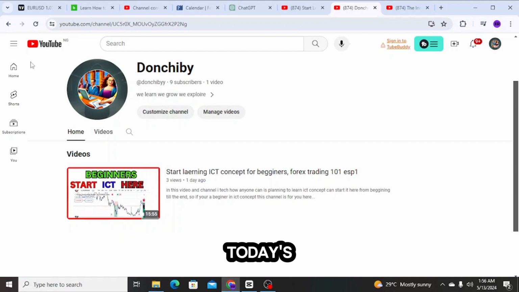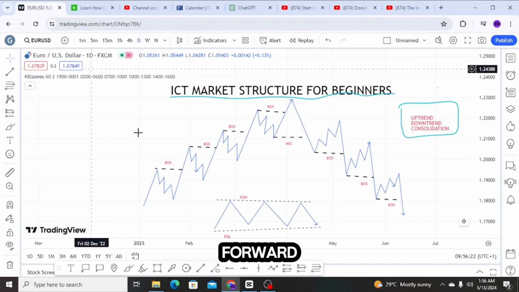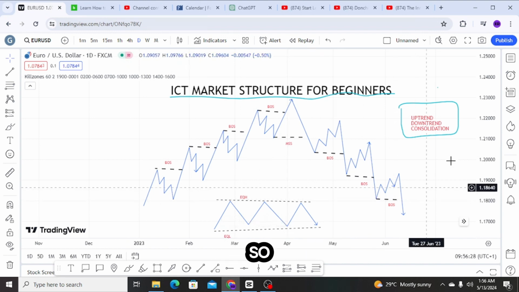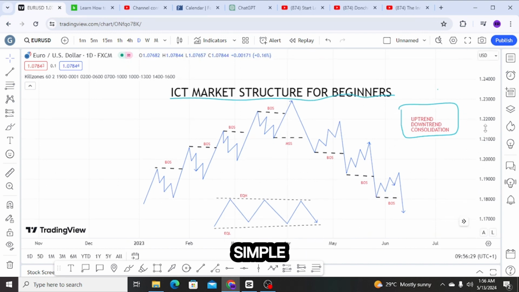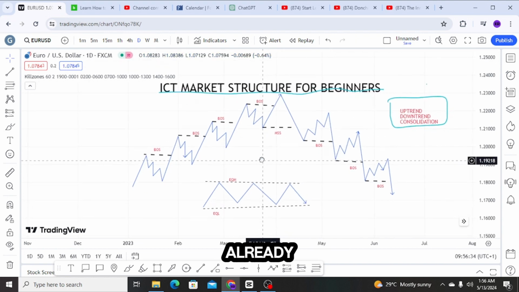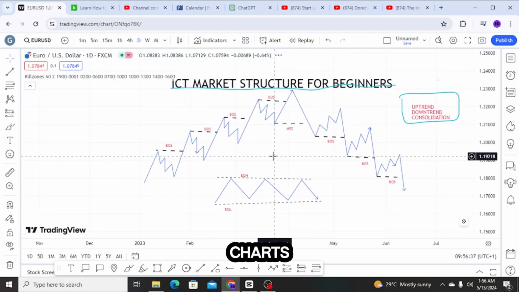So in today's video we are going to talk about the ICT market structure for beginners. Today's video is going to be as simple as anything. I've already drawn on my chart, and I'm going to use it to explain this particular market structure very well.